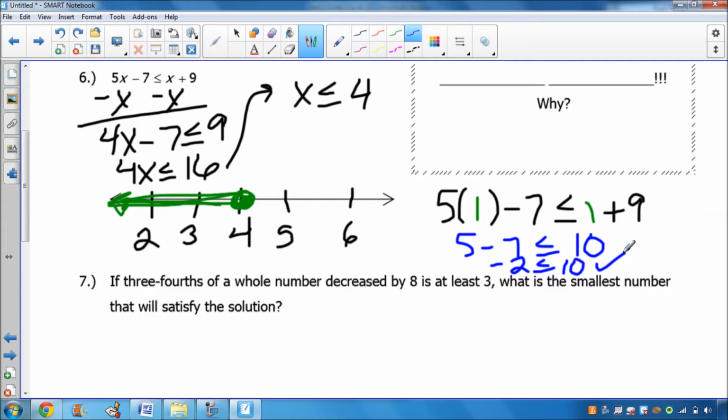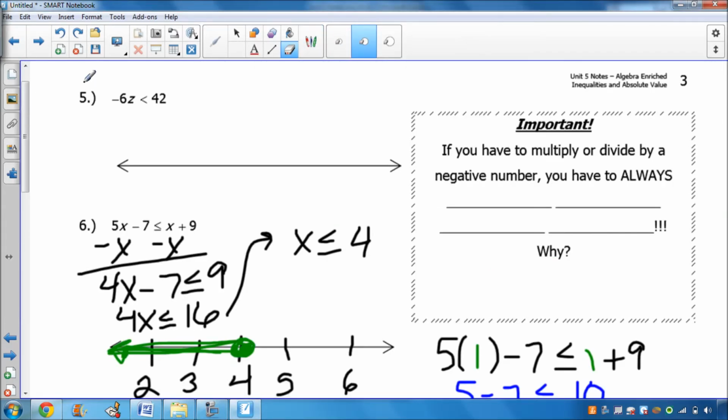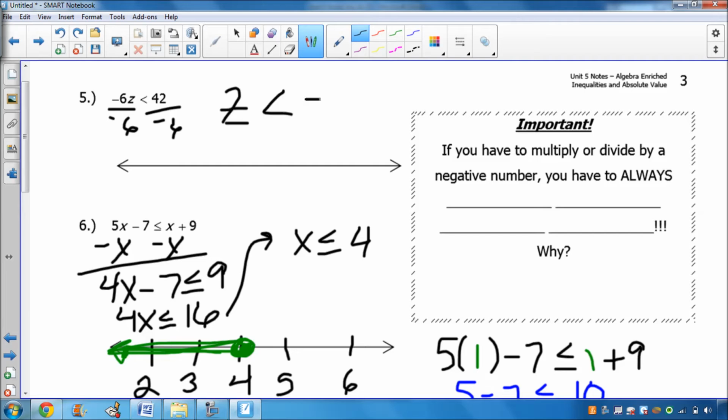All right. Okay. So I want to go back to question number 5, and I want you guys right now to think about what the first step would be in order to solve this inequality. I would divide both sides by negative 6, okay? So when I do that, when I divide both sides by negative 6, don't write this down. I want you to just watch what I'm doing, and then I'll tell you when to start writing stuff down again, okay? So you would end up getting z is less than negative 7, okay?